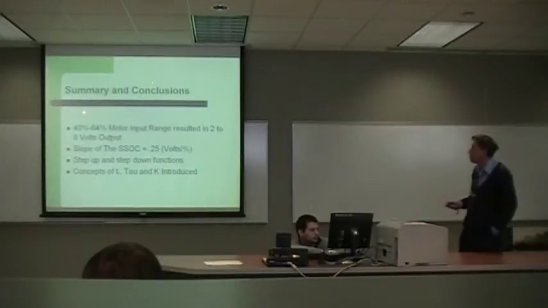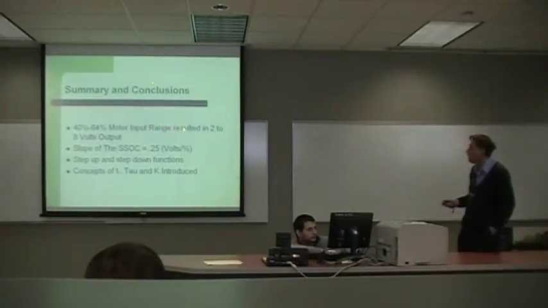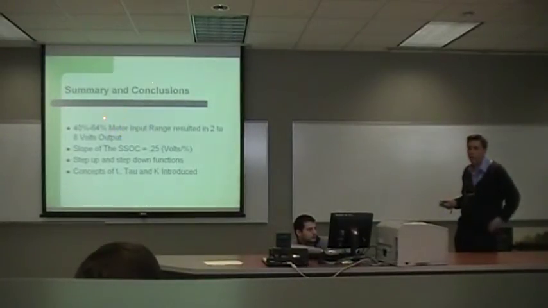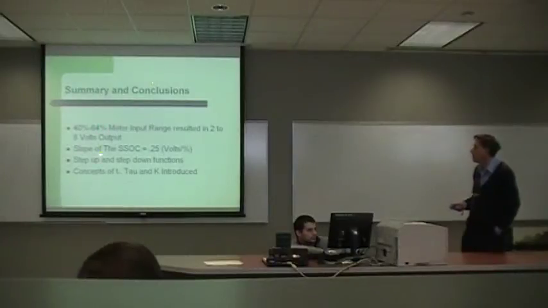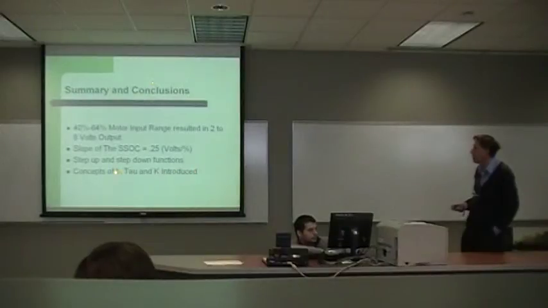And our summary conclusions, we ran between 40% and 64% of motor input and resulted in 2 to 8 volt output. We tried at 65%, and for us it goes way outside our operating range, so we can't use 65%. The slope of the steady state operating curve came out to be 0.25. That's 0.25 volts per percent of input. We went over the step up and step down functions, and the concept of T sub O, tau, and K were introduced. Our T sub O, tau, and K varied so much in this that it was real hard to come up with a justifiable average for them.